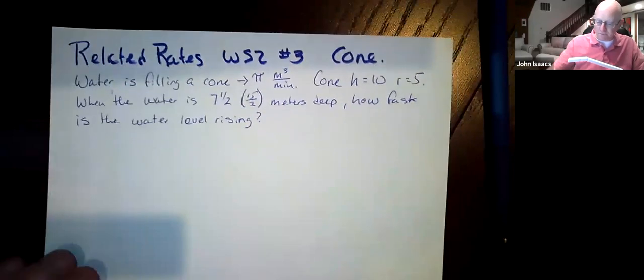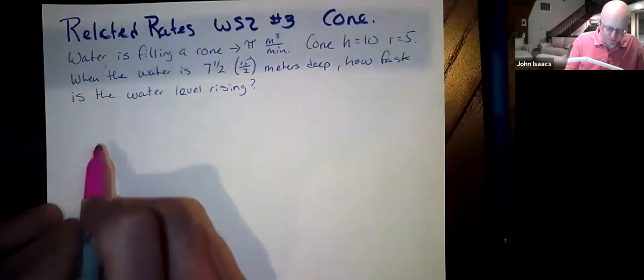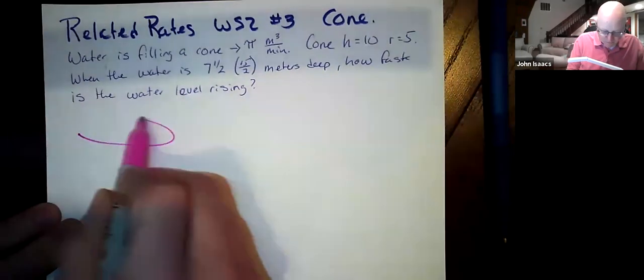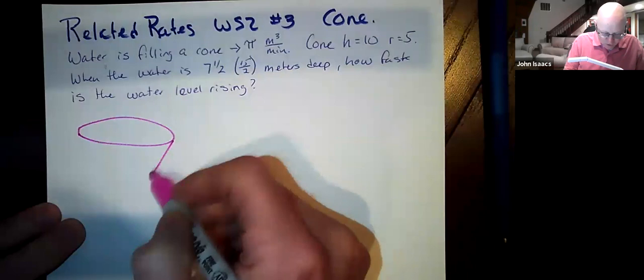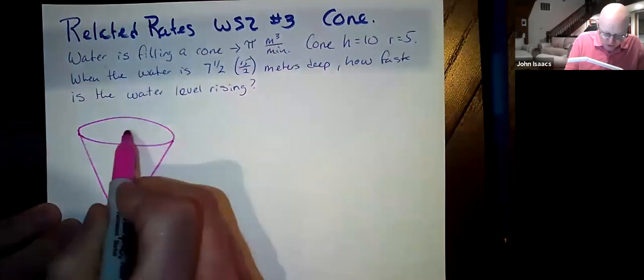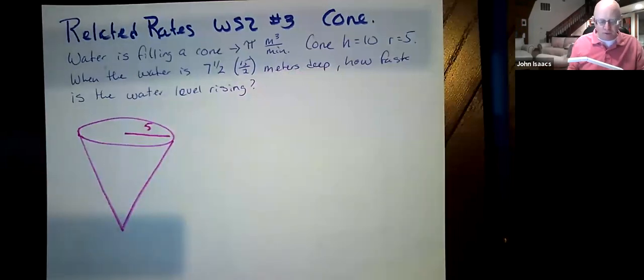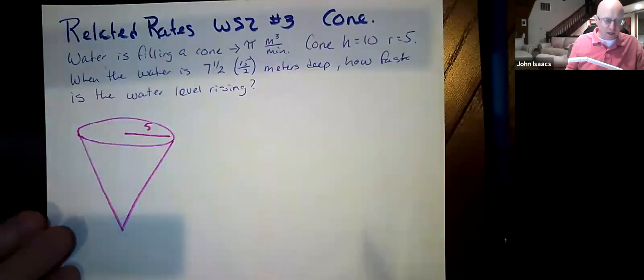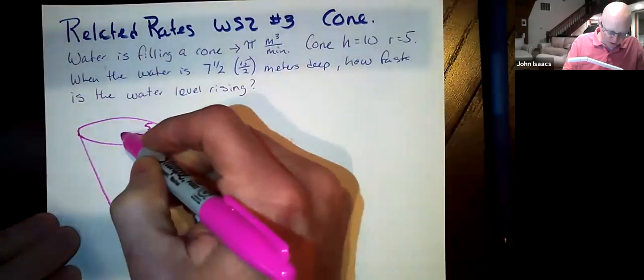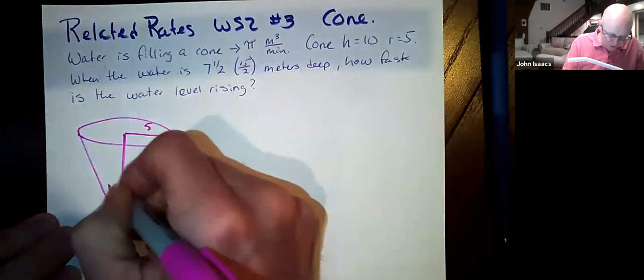Okay, now let's take a look at this cone. It's a cone. The radius is 5. The first step in doing related rates is to make a diagram. The radius is 5 and the height is 10. Now, that's the whole cone.